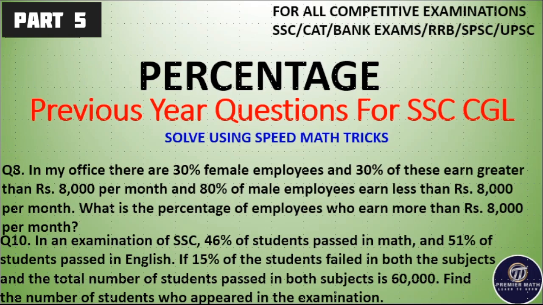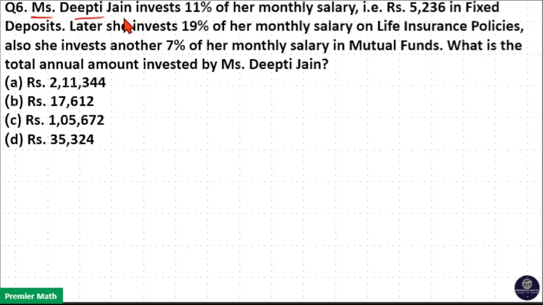Our first question is, Miss Deepthi Jain invests 11% of her monthly salary, that is rupees 5,236 in fixed deposit. Later she invests 19% of her monthly salary on LIC. Also, she invests another 7% of her monthly salary in mutual funds. What is the total annual amount invested by Ms. Deepthi Jain? Here you can see 11% of her salary is 5236.